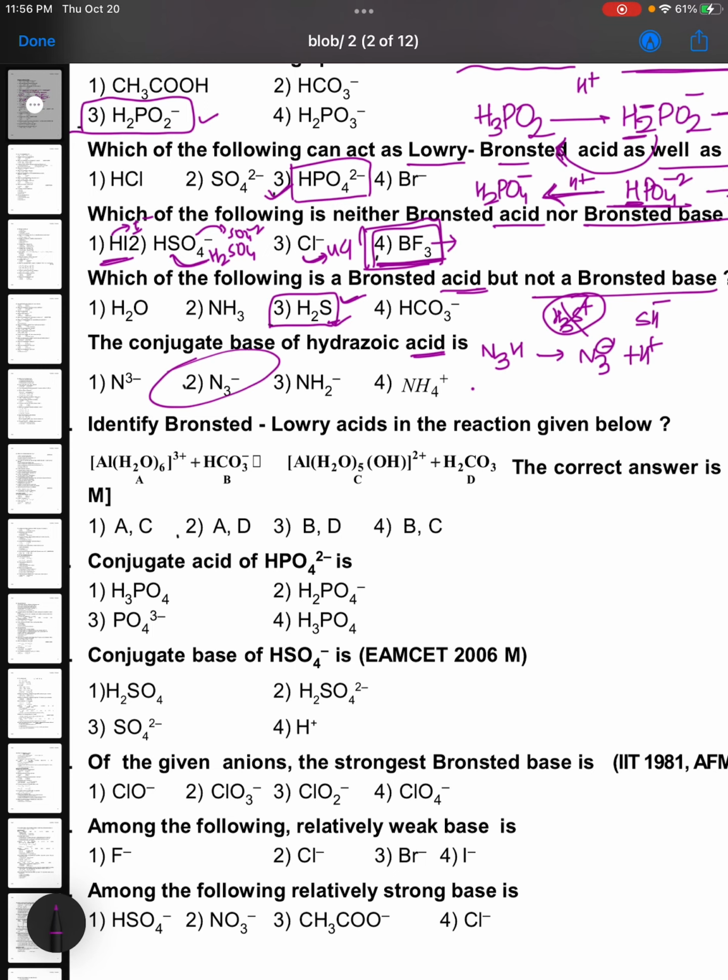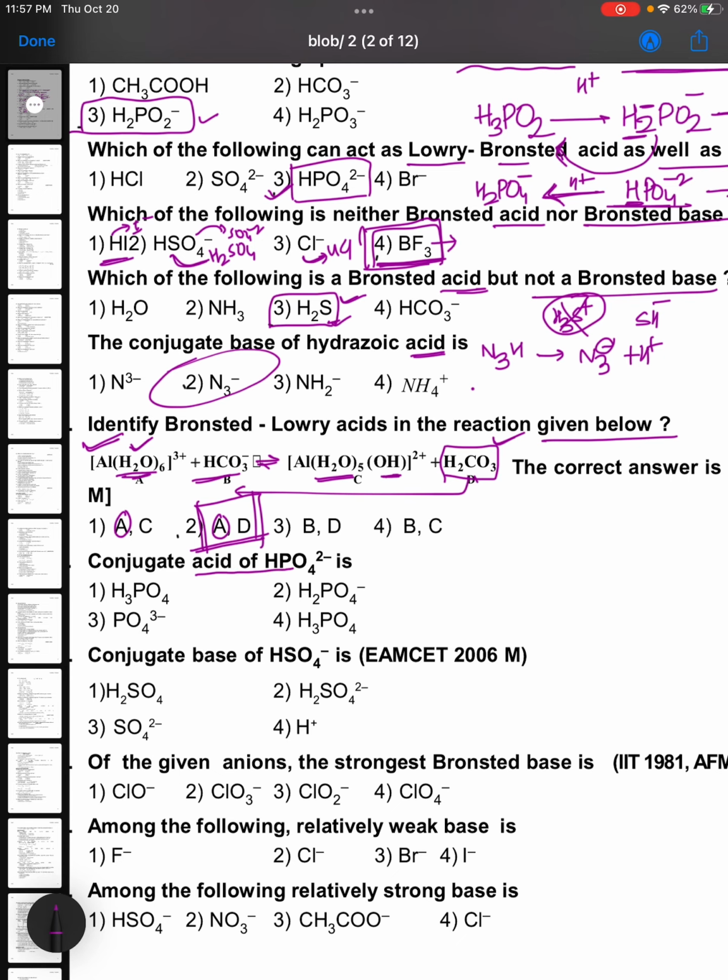Identify Bronsted-Lowry acids in the reaction given below. Bronsted-Lowry acids means they should release proton. Here you see Al(H2O)6 3+, and here Al(H2O)5(OH) 2+, that means one water molecule has lost its proton. So this is definitely your component. This is given as A. So A is here and A is here. And here HCO3- is coming from actually H2CO3. This arrow is on both sides. H2CO3 can release proton, so it is D. H2CO3 can release and aluminum with 6 water molecules can release.